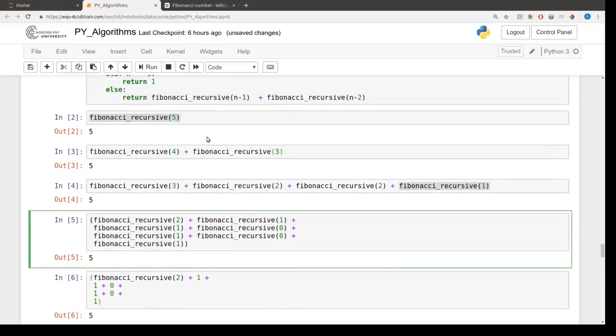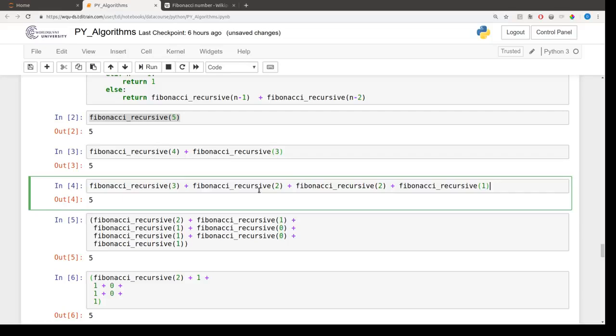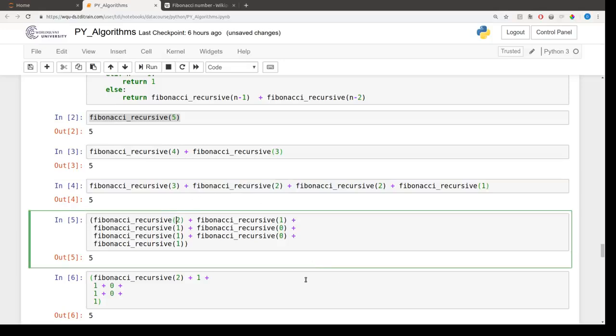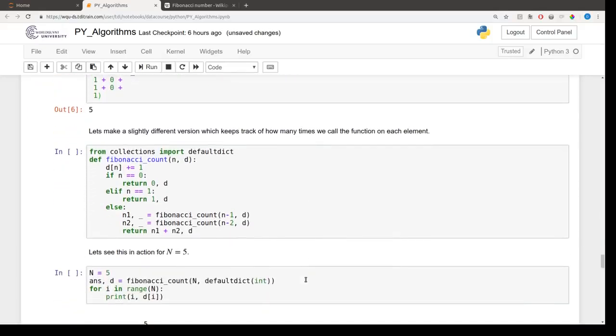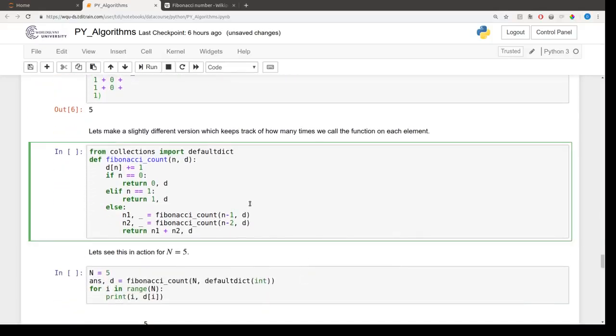Now, you might have noticed that as we were expanding this out, we compute some results more than once. We computed Fibonacci 2, 1, 2, 3 times. This is not very efficient because we're calculating the same things over and over. Let's see how many times we calculate each result for the 5th Fibonacci number.